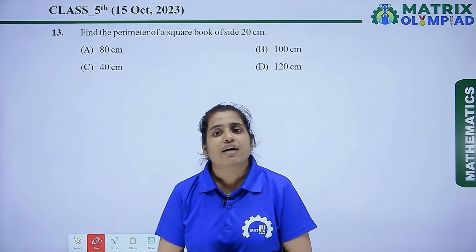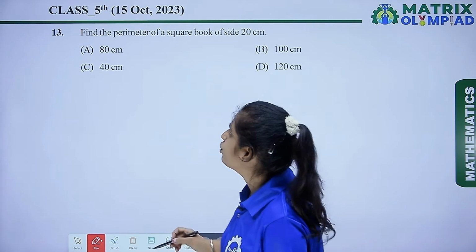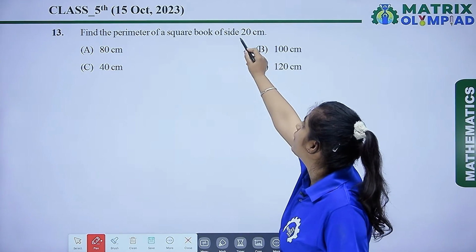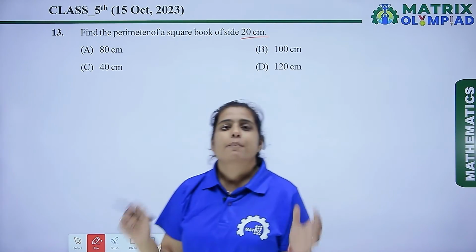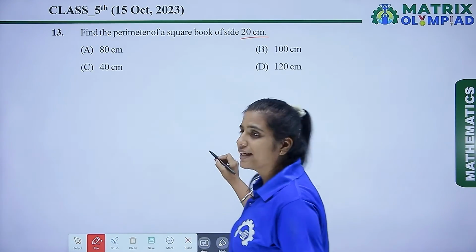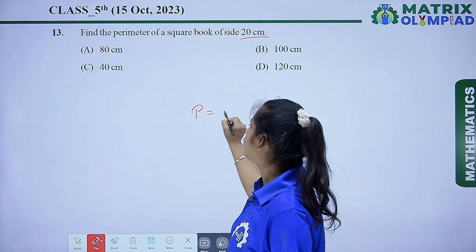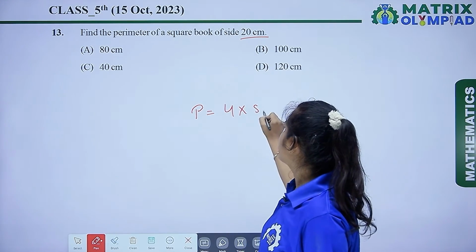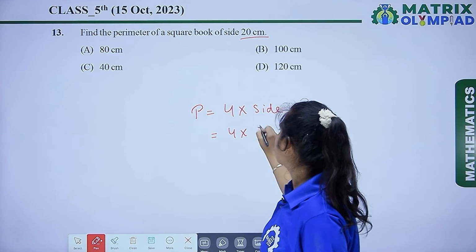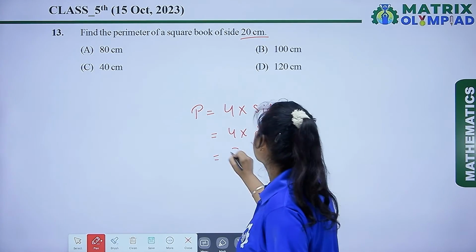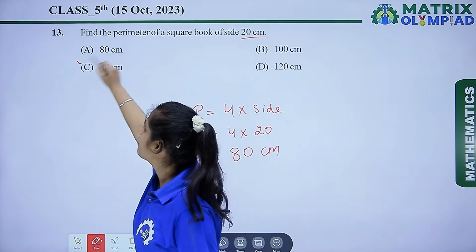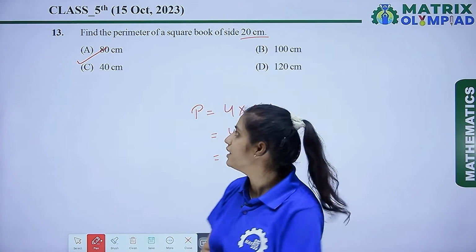Now we have question number 13 here. In question 13 we have to find the perimeter of a square book of size 20 centimeter. You have to find the perimeter of a square book. So you have the side given, you have to find the perimeter. We know the formula, 4 into side. So here what we have to do, 4 multiplied by side 20. So here the correct answer will be 80 centimeter. So out of 4 options, we have option A, the correct answer.